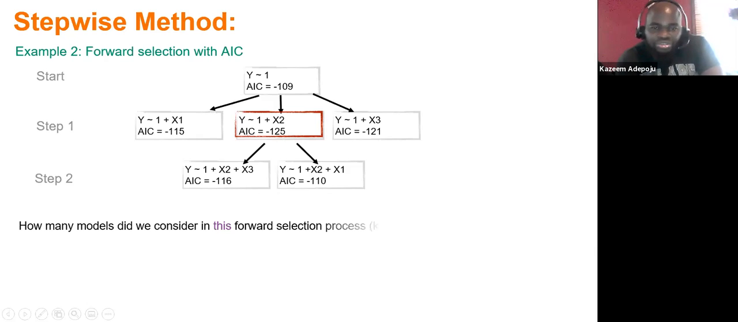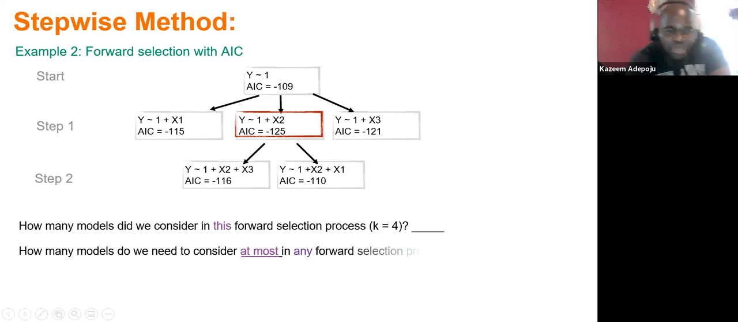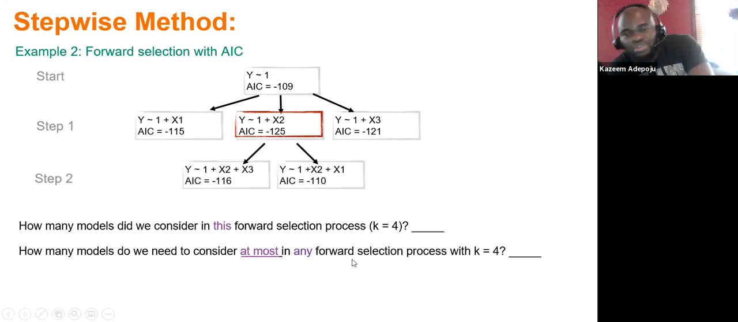And you can also be asked the same question. How many models do we consider in this forward selection process? Of course, you see 1, 2, 3, 4, 5, 6. You can put your answer there. And how many models do we need to consider at most in any forward selection with k equal to 4? You can answer that question with the curve that I showed you the other time.